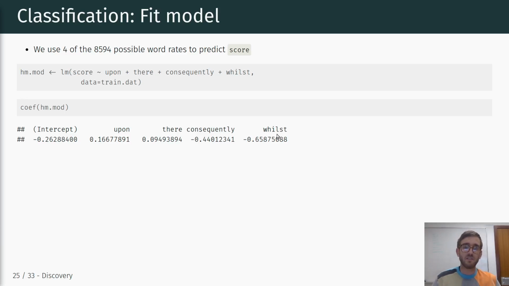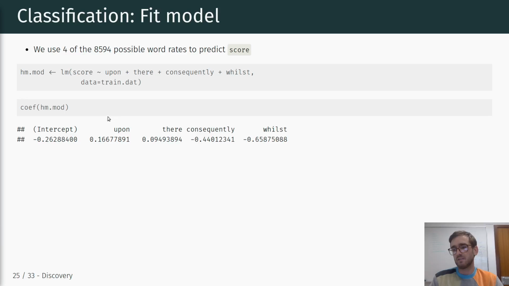So in other words, if the proportion of whilst and consequently appears more frequently in a document, we would predict that Madison wrote that essay. And if it includes words like upon and there, it's more likely to be written by Hamilton.